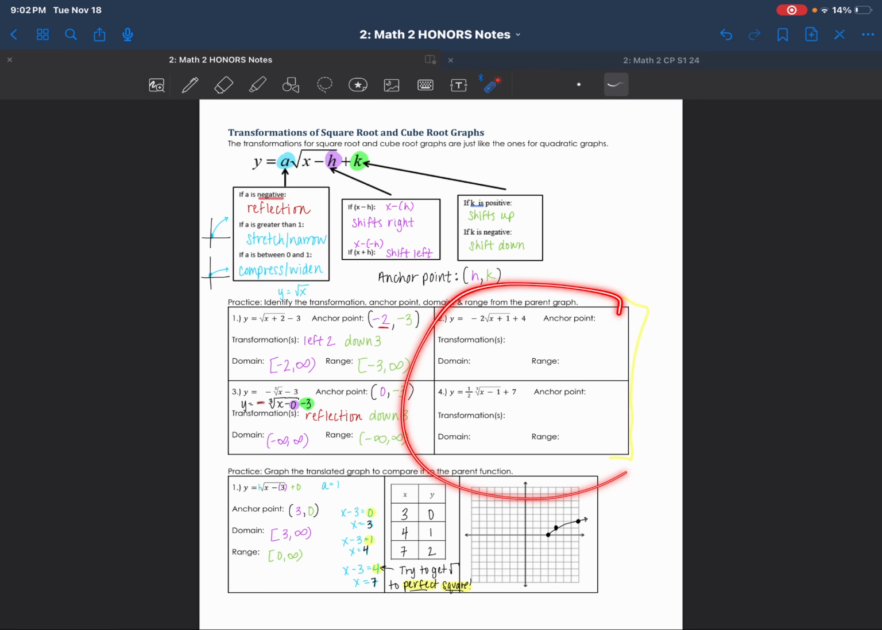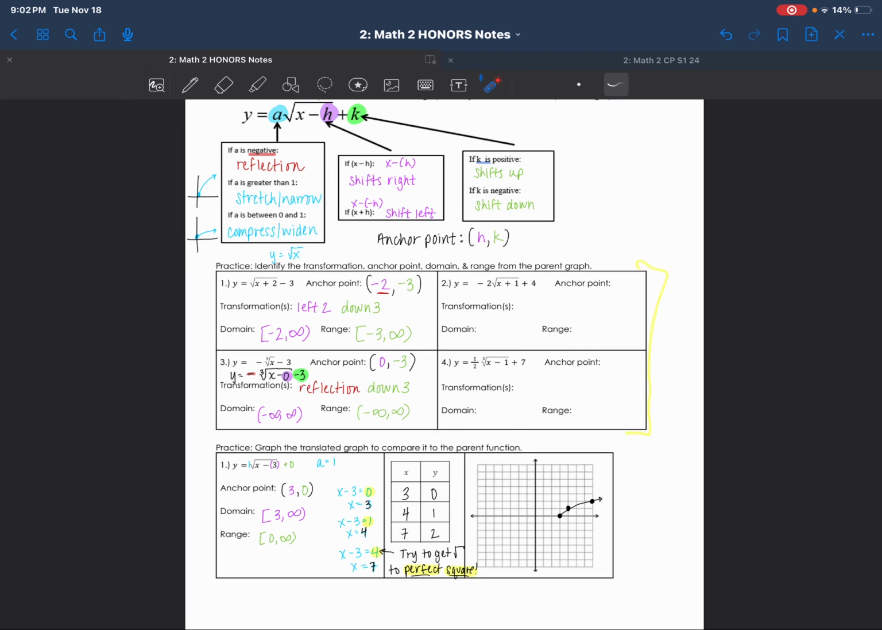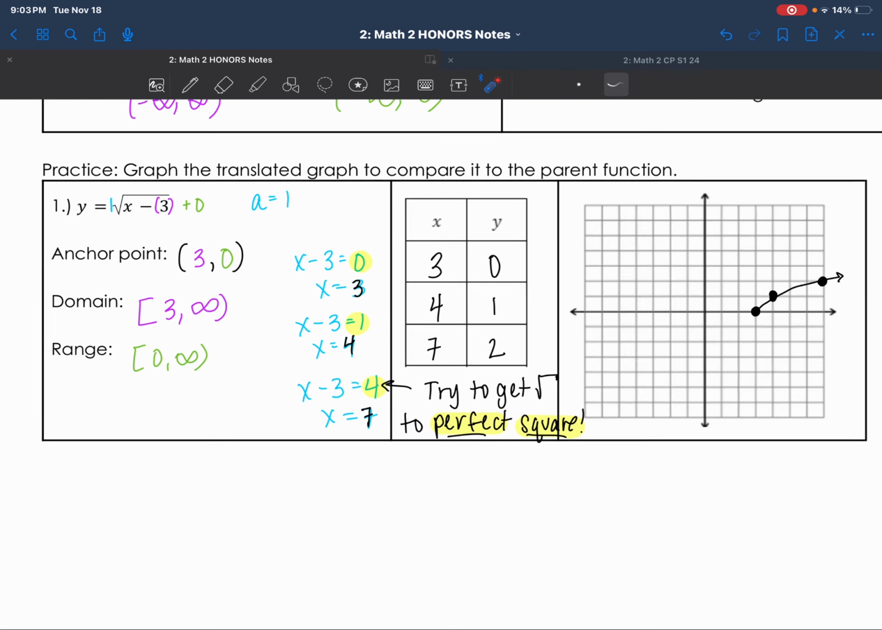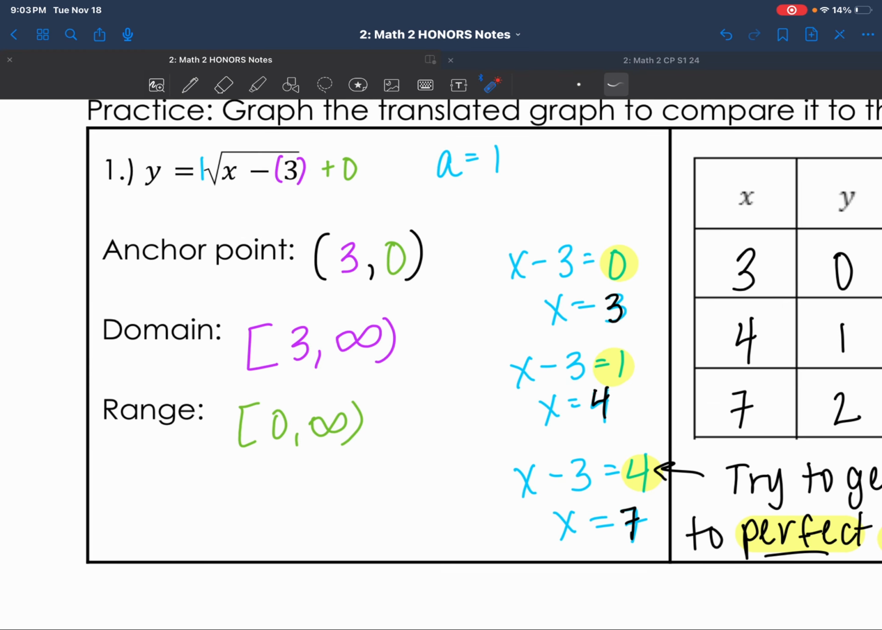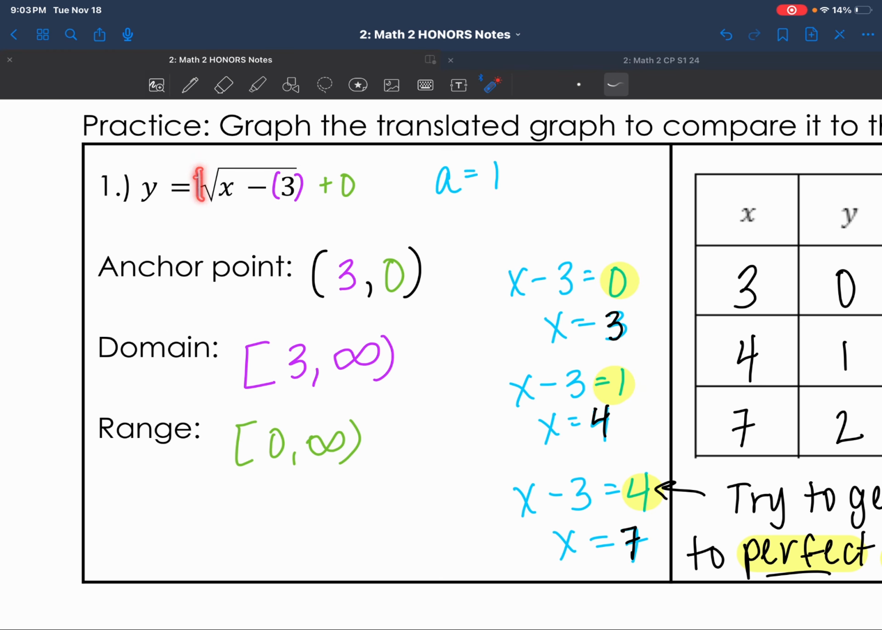All right, what I want you to do is try those two. And now we're going to practice graphing. For this one, you have to be able to figure out what's happening first. So A is 1. That's going to help us when we enter in our points. Our anchor point is 3, 0, so that's where we're going to begin. Our domain for your square roots goes from 3 to infinity, and your range goes from 0 to infinity.